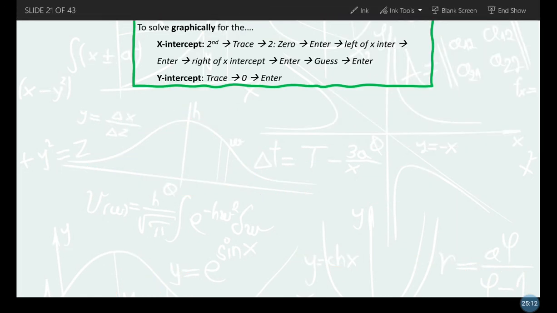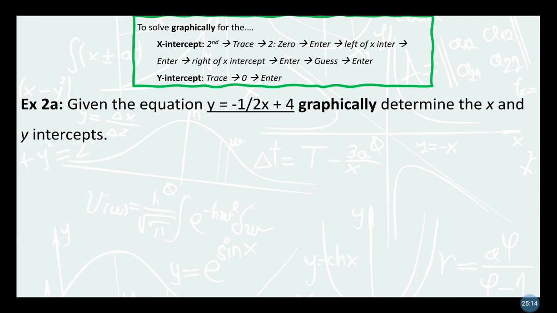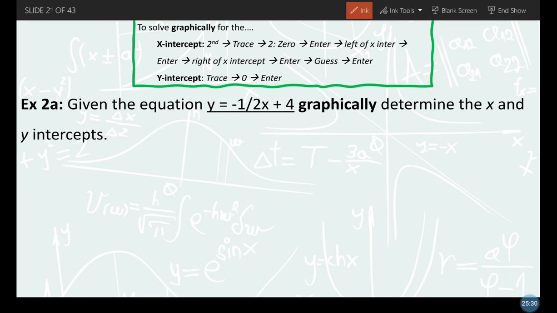Okay. I had some extra questions here. If you want to go try these on your own, I would suggest going ahead and doing that. I'm just going to write the answers here if you want to try that graphically on your calculator. I'm not going to demo it. So if I actually go and figure these out, there is a y-intercept at 0, 4 and an x-intercept at 8, 0.